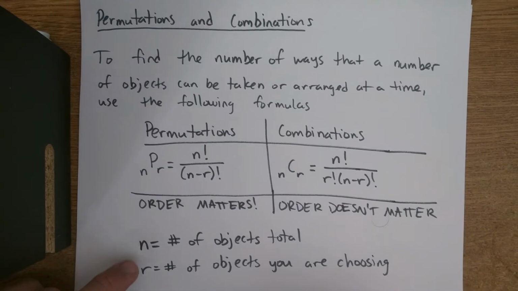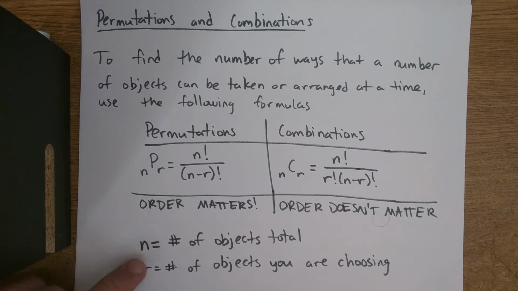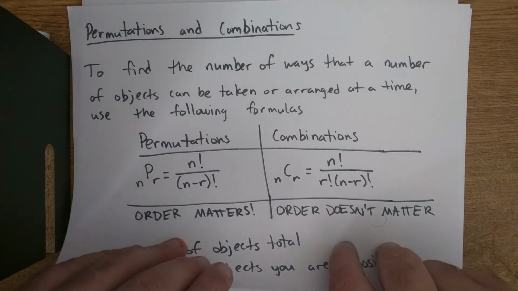Now I'll tell you what n and r stand for, and it is very important that you realize that n is the number of objects you have in total. So it's the total number of objects you're choosing from. And then r is the number of objects you're actually choosing. These are really important to keep in mind as we go through these word problems.